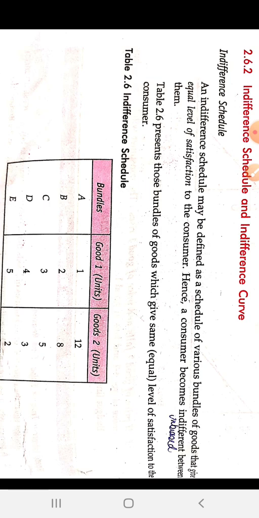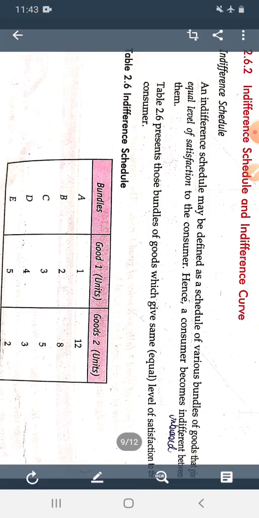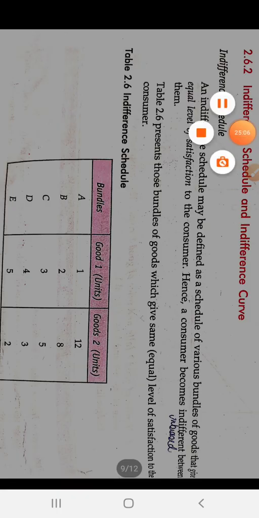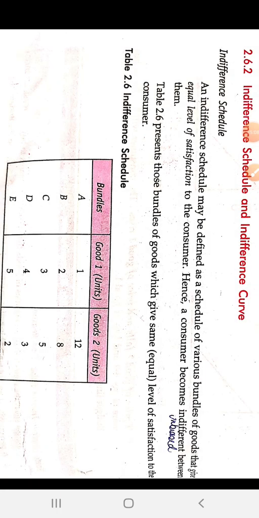The consumer is indifferent; he can't make any difference between both of them. The consumer is unbiased, he is not giving main priority to pizza or to the burger. In this condition, both commodities give him equal satisfaction. Table 2.6 presents those bundles of goods which give the same level of satisfaction to the consumer.